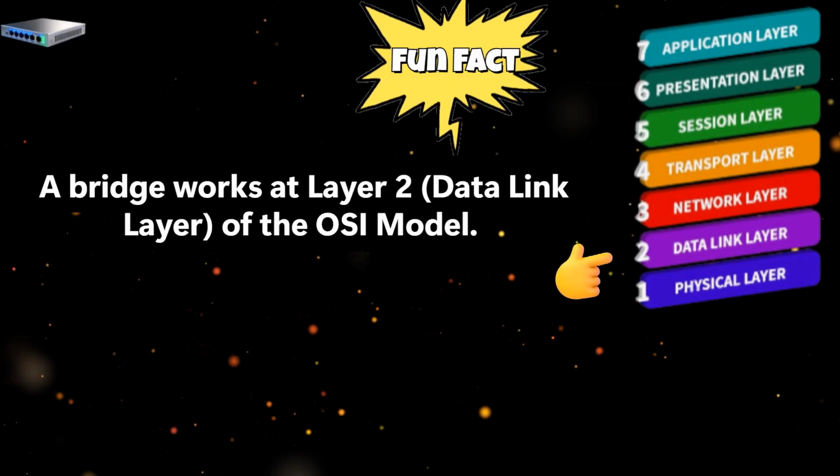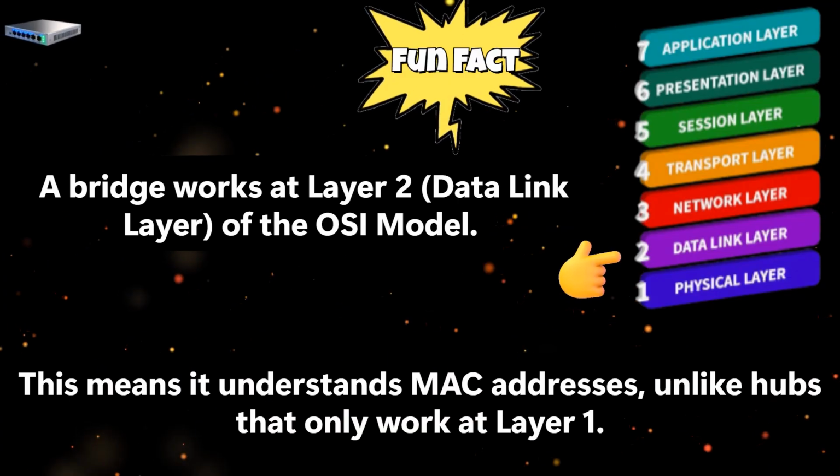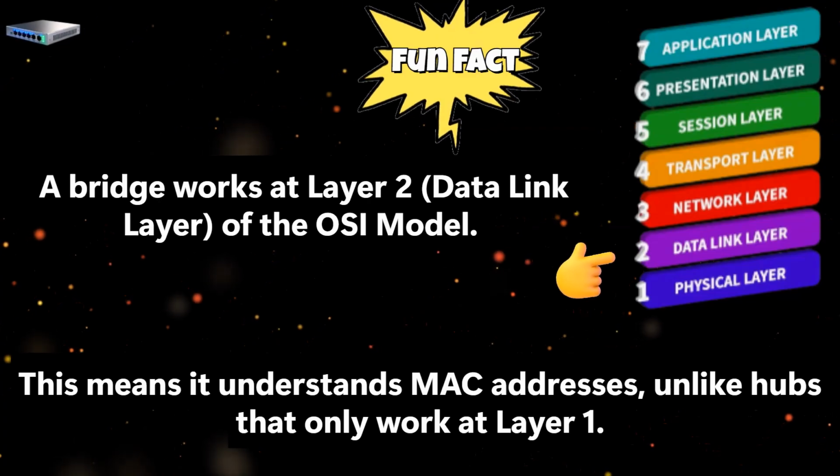A bridge works at layer 2, data link layer, of the OSI model. This means it understands MAC addresses, unlike hubs that only work at layer 1.